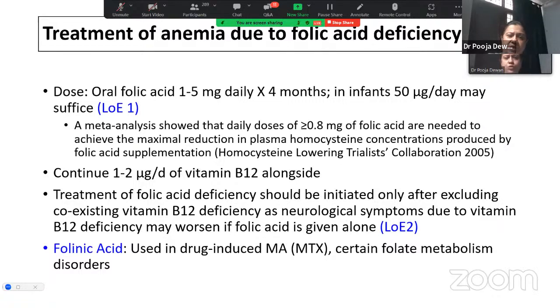So whenever there is a normal B12, but your patient has a folic acid deficiency, at least the RDA of vitamin B12 needs to be provided alongside.